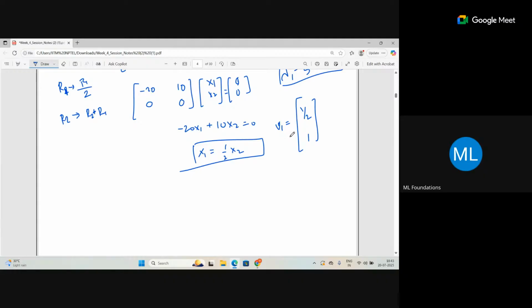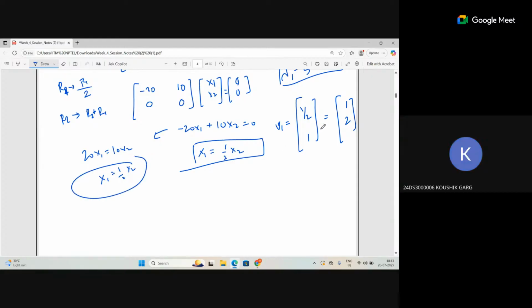You need to normalize this vector, right? So basically, it will be 10x2 equals 20x1. So x2 will be 2x1. Correct. So let's say this is what it is. What will you do next? So 20x1 will become 10x2, and x1 equals 1 by 2 x2, right?